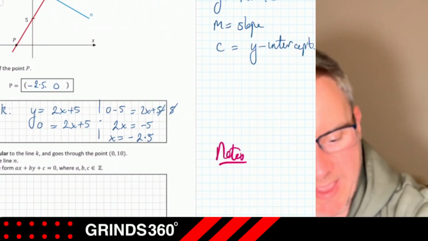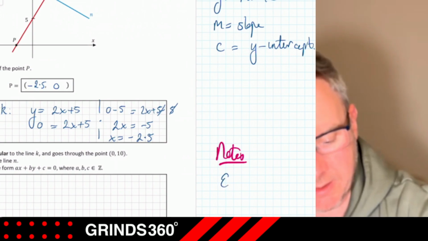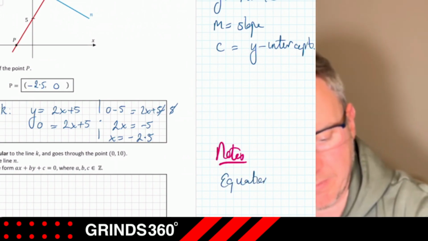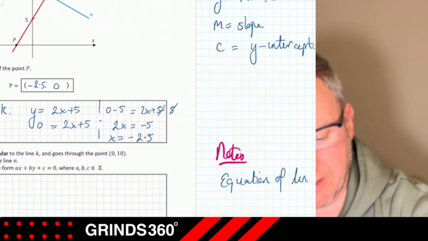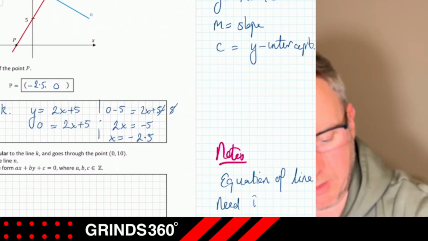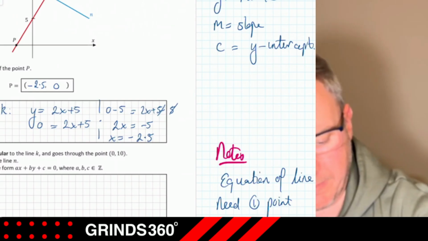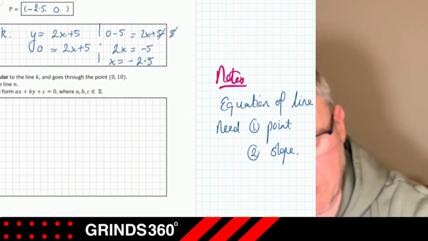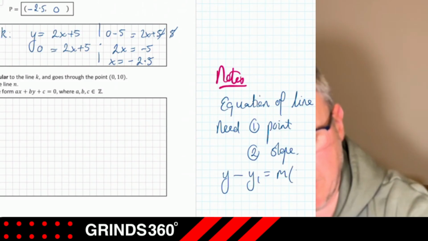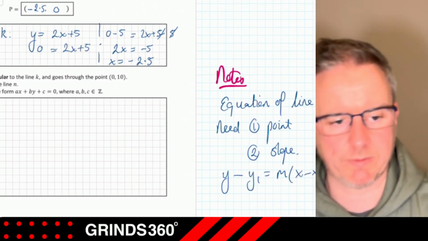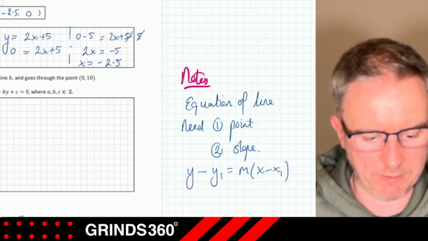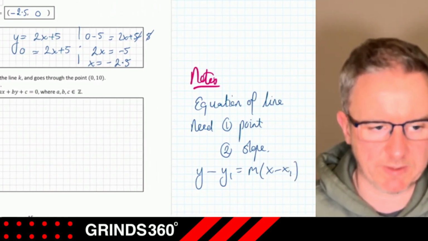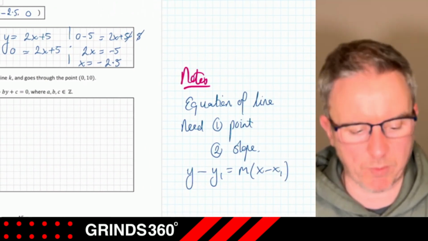The way this works, every single time you see to find the equation of a line, you know that you need 2 things. You need a point and you need a slope. All right? So you need a point and you need a slope to find this. If you're using that format, it's the formula y minus y1 is equal to m times x minus x1. That we need a point, we need a slope, that's the format and the formula we're going to use as well.